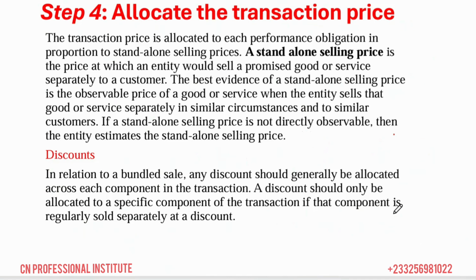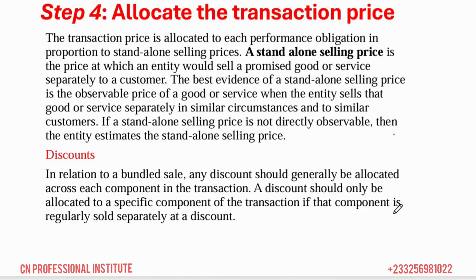Step 4 says we shall allocate the transaction price to what? Separate performance obligations. Now, what is the transaction price? We've learned it in step 2 and 3, right? We said the transaction price is the amount you receive when you fulfill your performance obligation. When you satisfy your performance obligation, the revenue you receive in exchange is the transaction price.